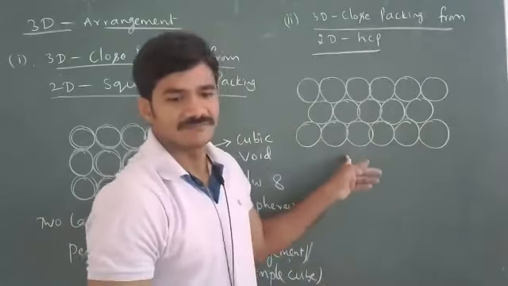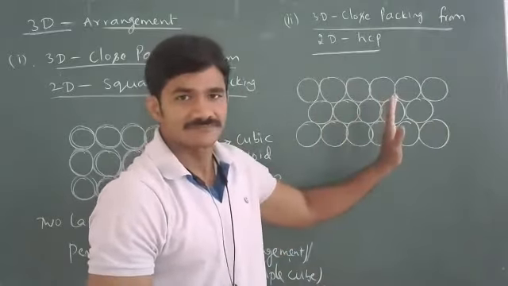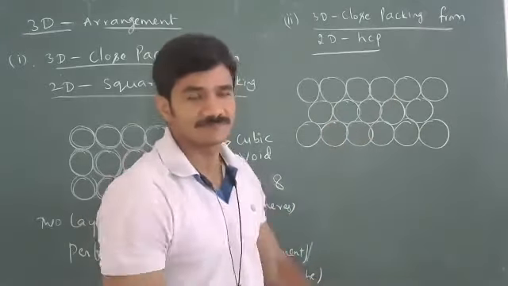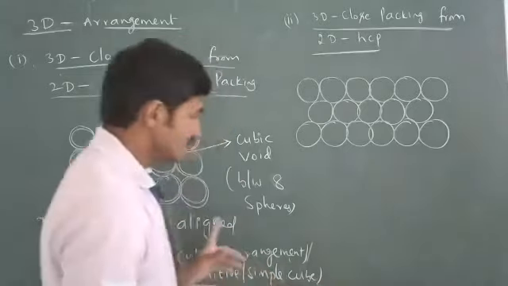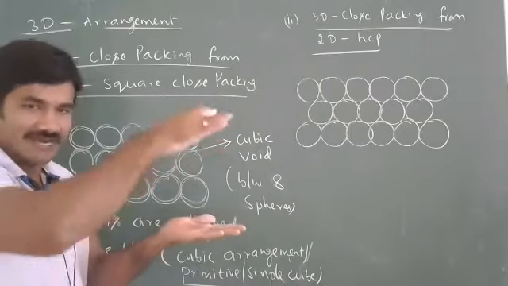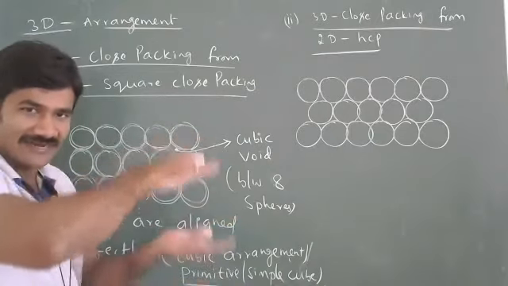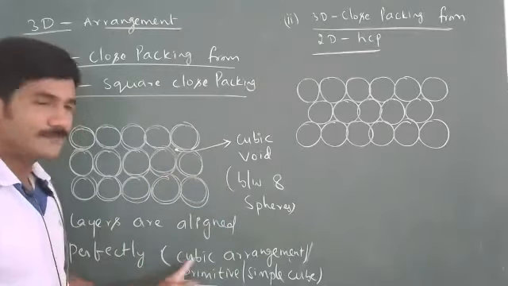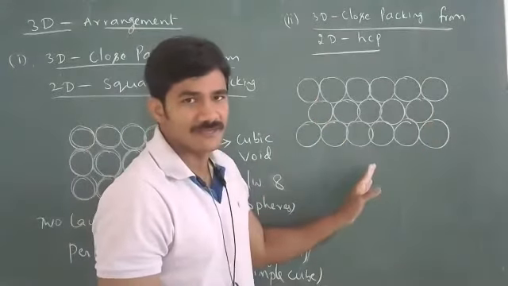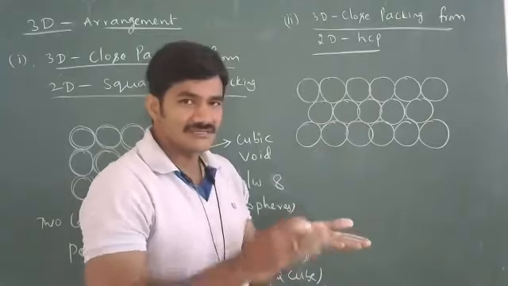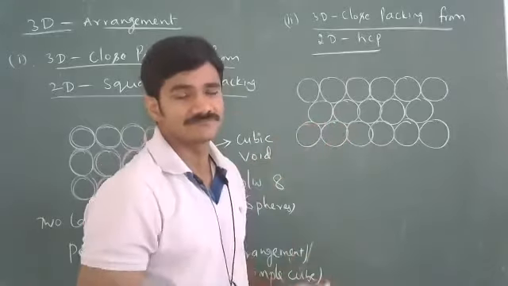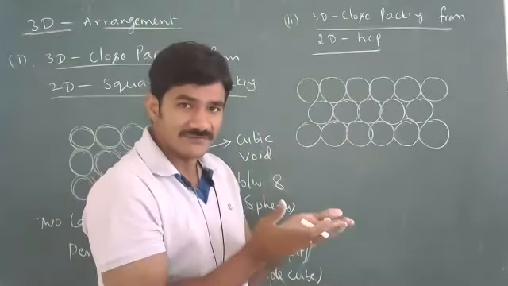So this is the HCP arrangement, right? So this is one layer. Now I am placing another layer above this, which is different from the first layer. Understand carefully. If above the first layer I place another layer and the two layers are exactly aligned, that is called cubic arrangement, primitive or simple cube. Here I am taking hexagonal close packing. This is one layer. Above this hexagonal close packing, I am placing another layer which is different from the first layer. The second layer must be different from the first layer.